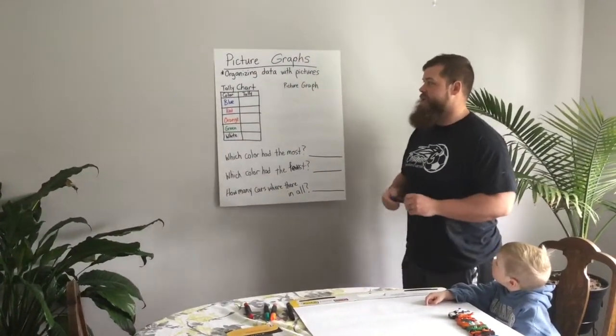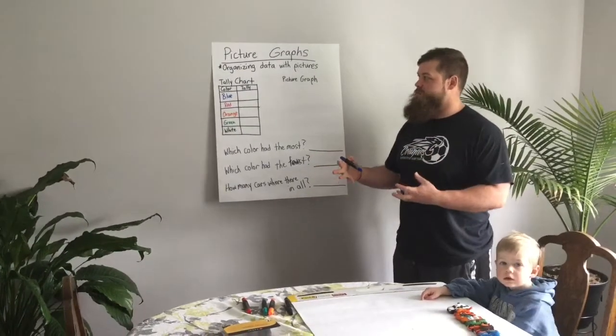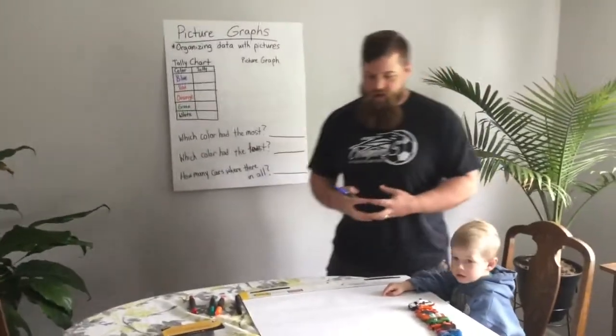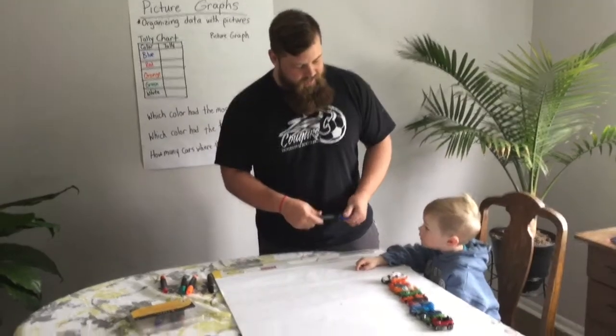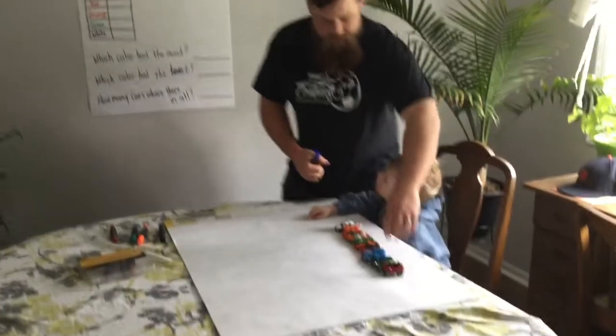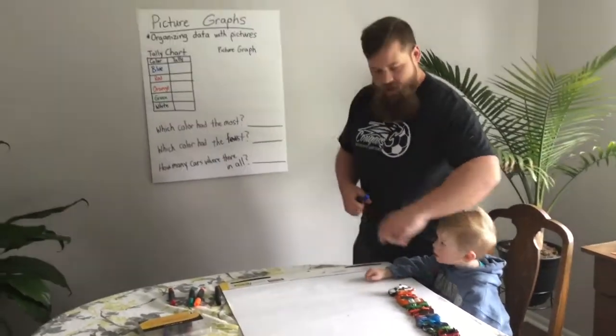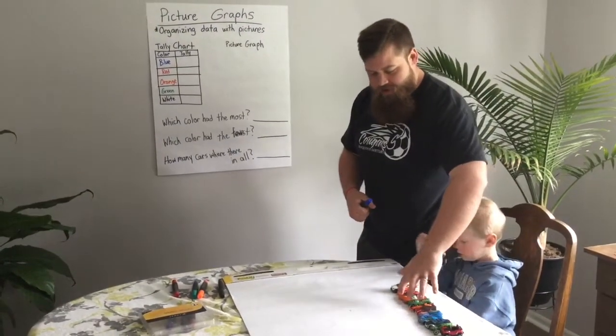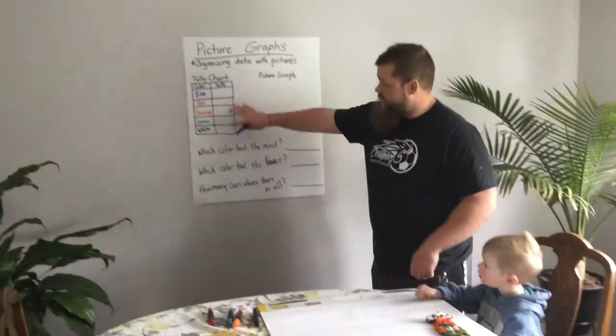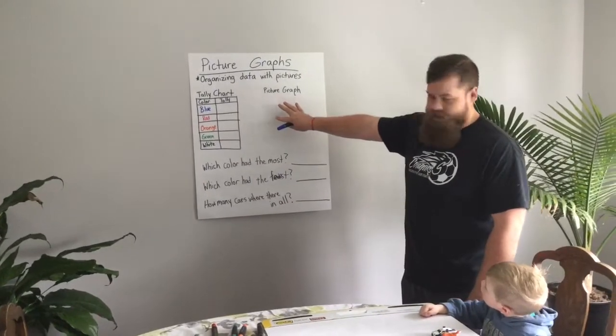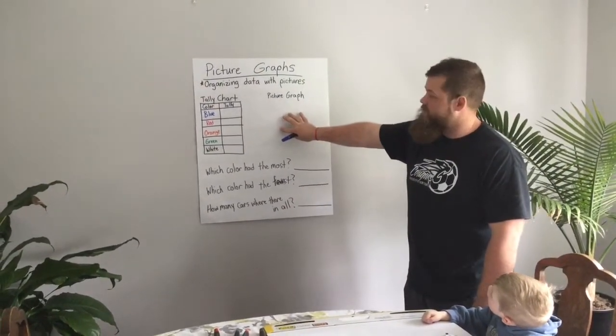We're going to talk about a way that we can organize data using pictures, and that's by using a picture graph. Okay, so I chose something to organize, and I had Calvin pick out 12 of his favorite cars. Calvin's been sitting here playing with his cars, and we're going to count and organize his cars first by tallies, and then we're going to create a picture graph. And you'll see what a picture graph is when we start to build it.